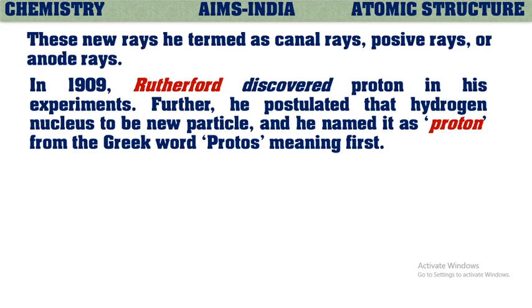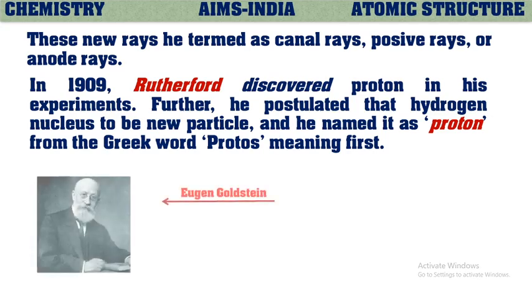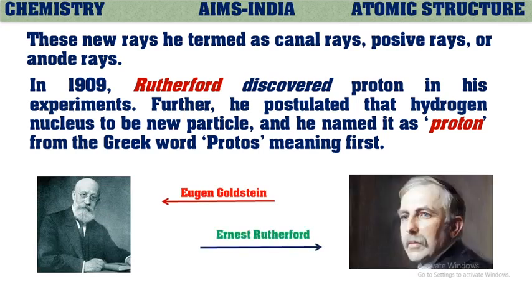Further, he postulated that the hydrogen nucleus is a new particle, and he named it proton from the Greek word protos, which means the first. These are the two scientists who did work on the discovery of the proton, but the total credit for the discovery of protons is given to Eugen Goldstein.